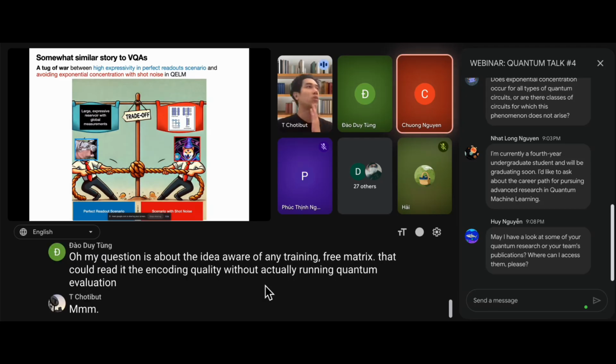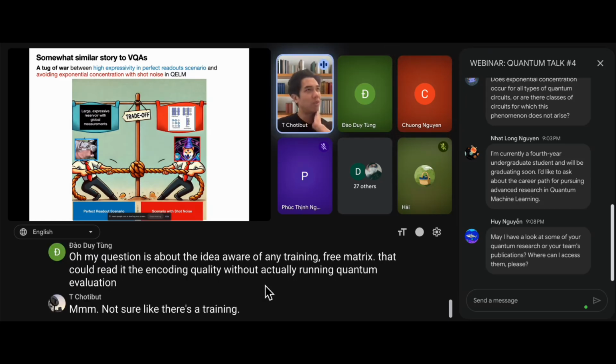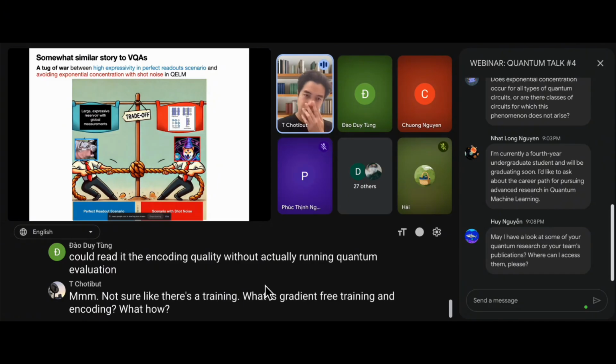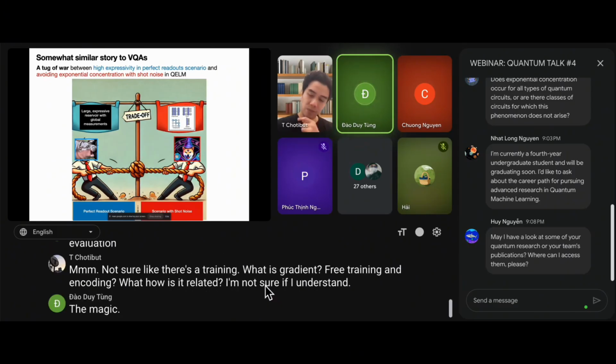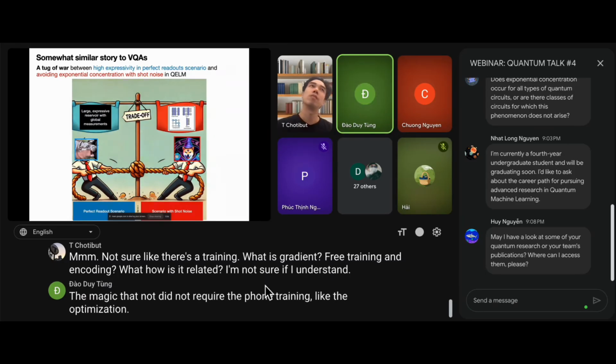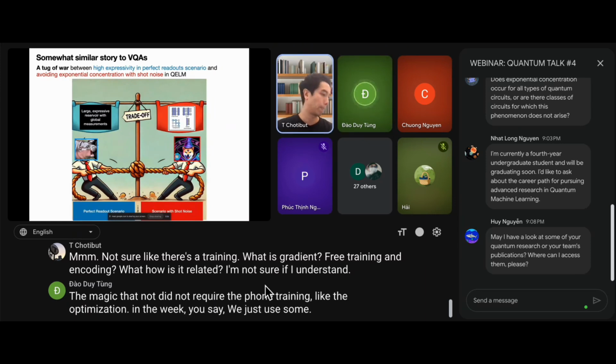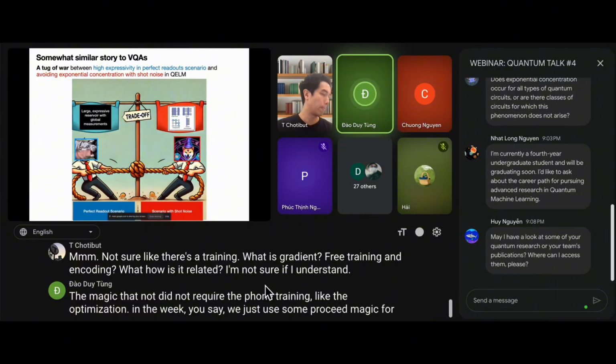I'm not sure. What is gradient-free training and encoding? How is it related? The metric that does not require the full training, like the optimization in the VQC. We just use some proxy metric for the rescreening.